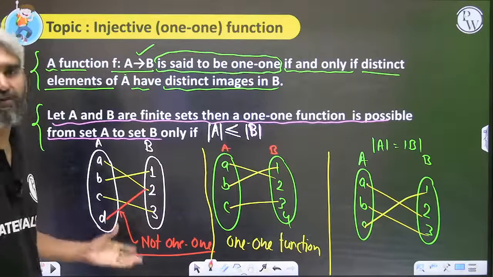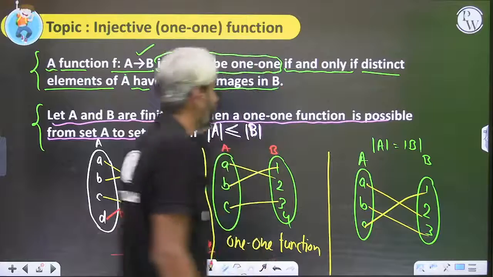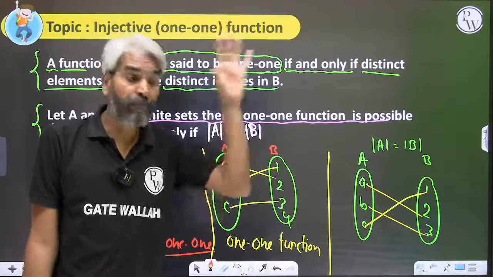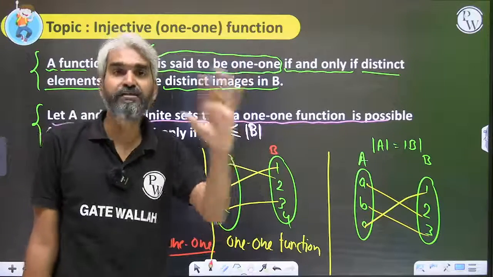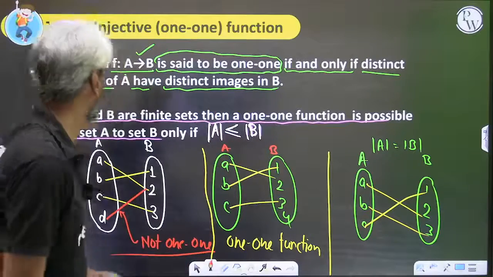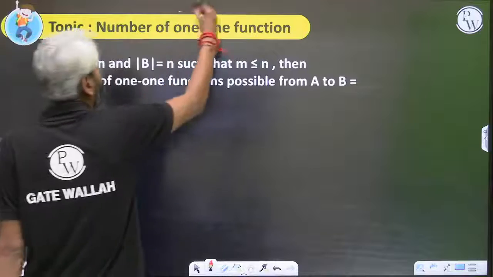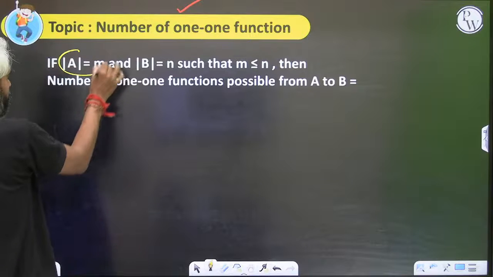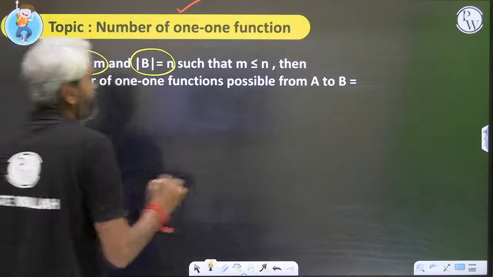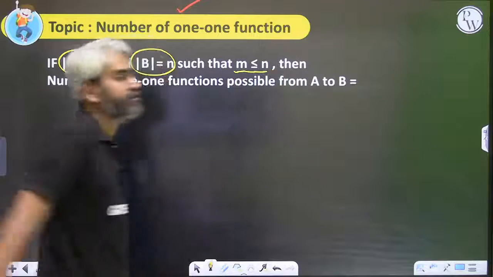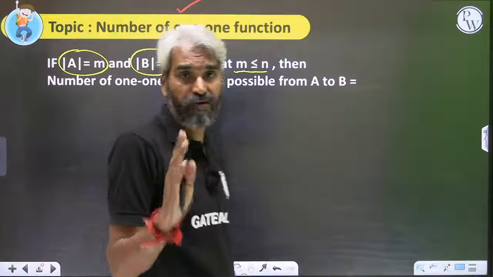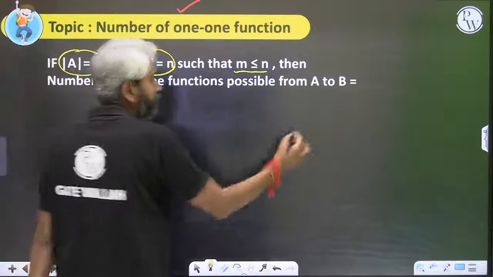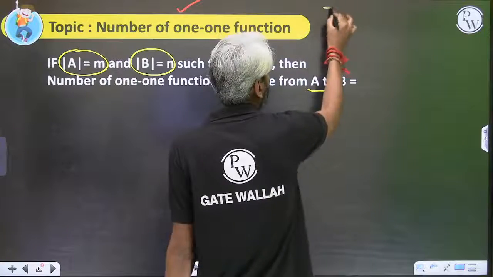Now let's talk about the number of 1-1 functions. We know that the total number of functions from set A to set B will be the cardinality of set B raised to the power of the cardinality of set A. But how many 1-1 functions will there be? Among all those n to the power m functions, how many of them will be 1-1 functions? That's what we are trying to understand. So let the cardinality of set A be m and the cardinality of set B be n, such that m is less than or equal to n, because otherwise we can never have a 1-1 function from set A to set B. Then what will the number of 1-1 functions from A to B be? So the total number of functions possible will be how many?